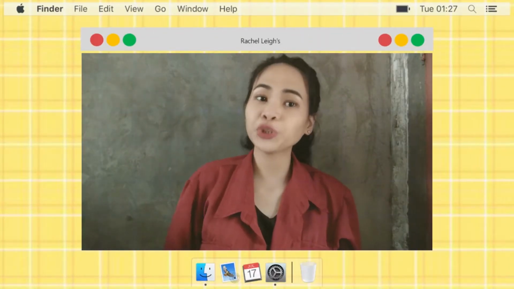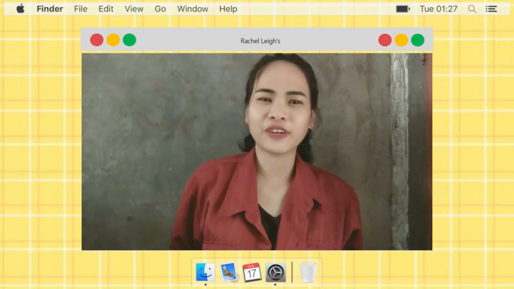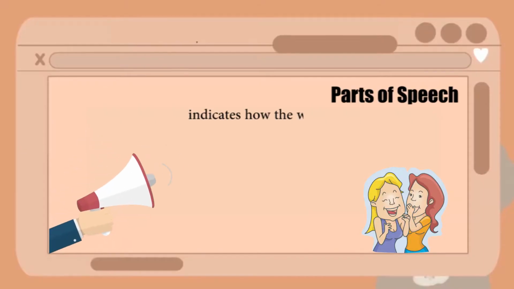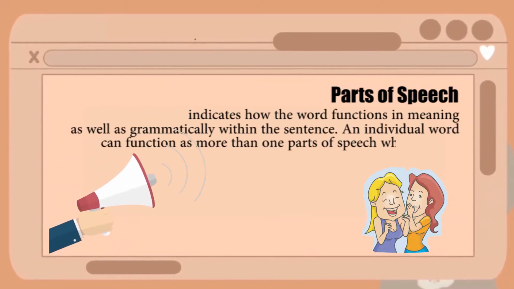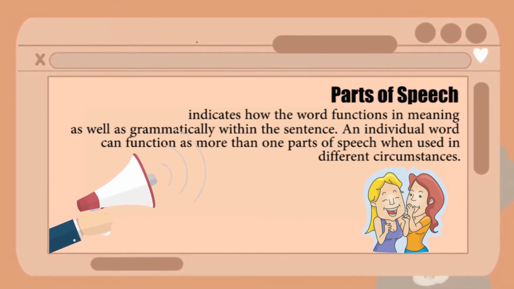Now, in the introduction part, we said parts of speech. You definitely heard it right. But what is parts of speech, by the way? Parts of speech indicates how a word functions in meaning as well as grammatically within the sentence. An individual word can function as more than one part of speech when used in different circumstances.